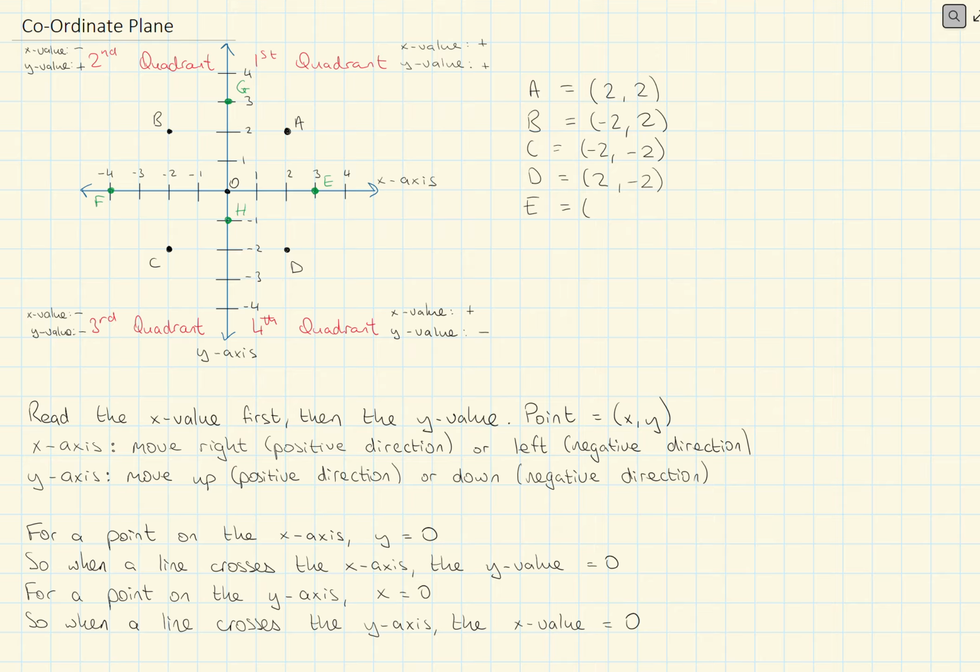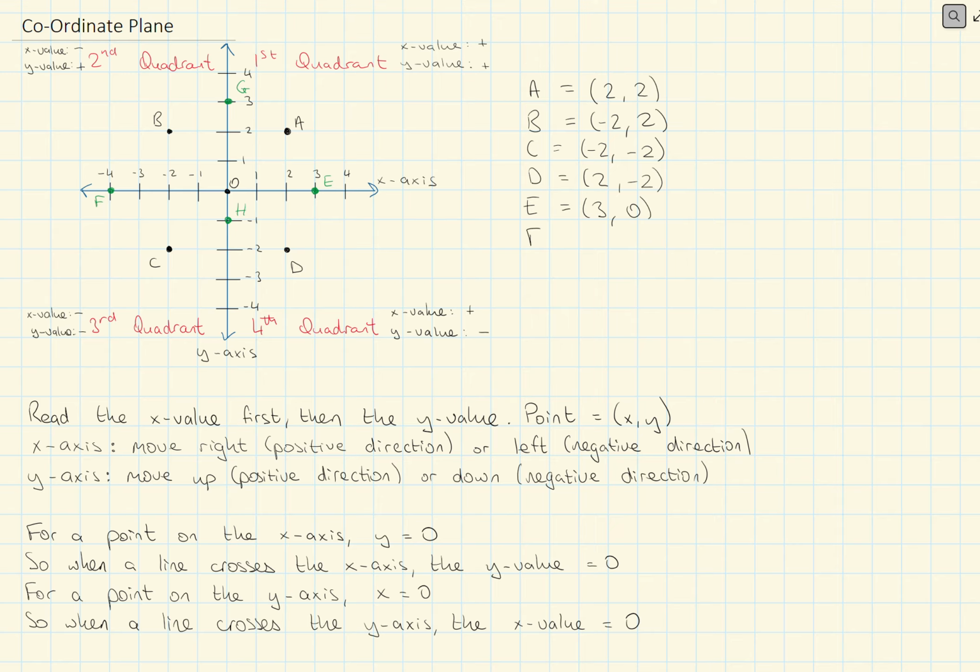Okay, so now if we look at our point E, we notice here it's on the x-axis and it's right on 3. And if we move over to the y-axis, we just get 0. That's a very important fact to remember for both junior cert and leaving cert. For a point on the x-axis, the y value is always 0. So when we talk about a line crossing the x-axis, for that equation of the line, we know the y value is going to equal 0.